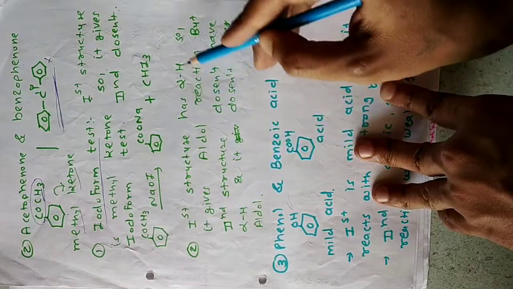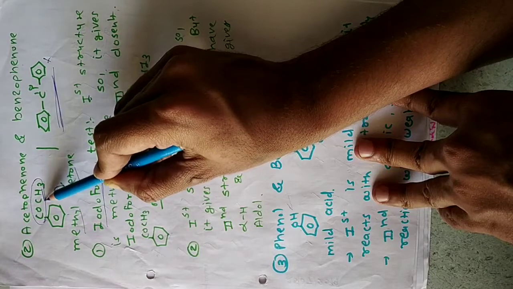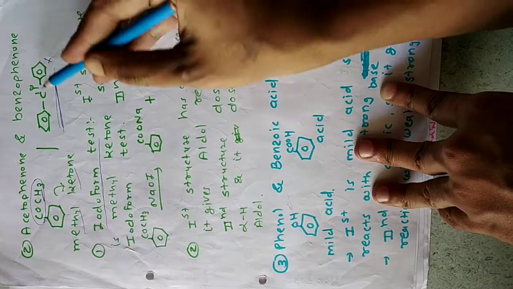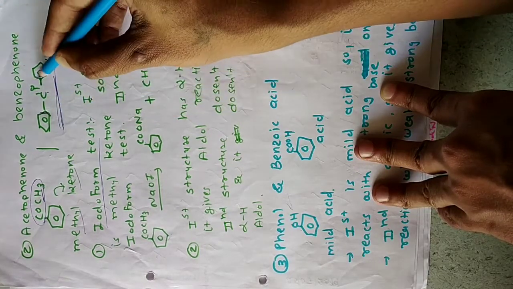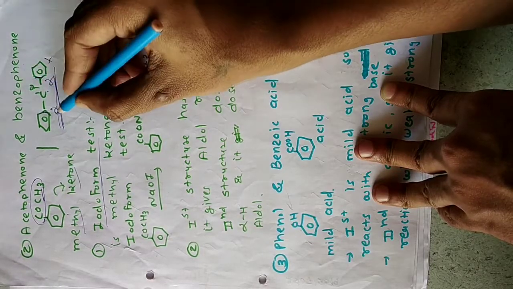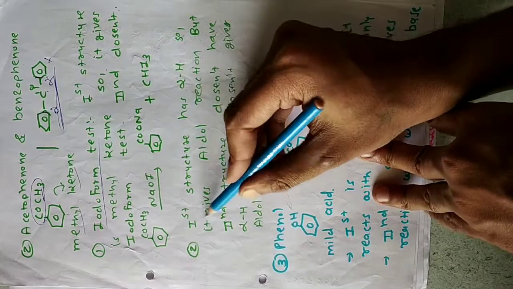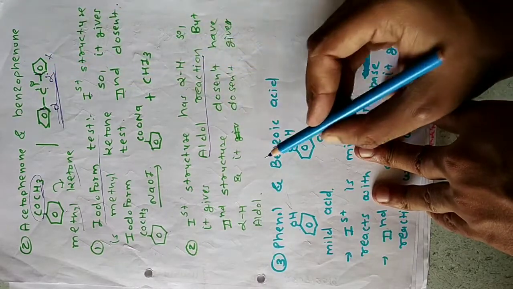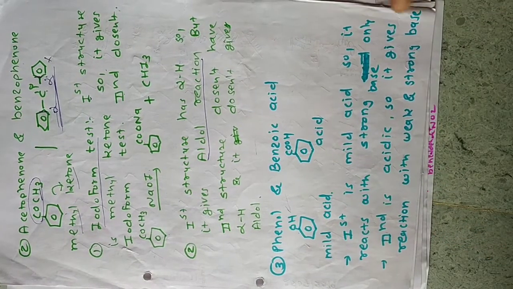The next one is the first structure. You can see in acetophenone, this one is our alpha carbon and it does have alpha hydrogen, whereas in this structure, these two carbons are alpha carbons, but none of the alpha carbons has hydrogen. So the first structure gives the aldol reaction, but due to absence of alpha hydrogen, the second structure does not give the aldol reaction. Now I have not written the aldol reaction here, you can write it on your own.